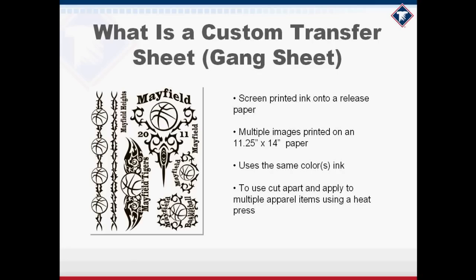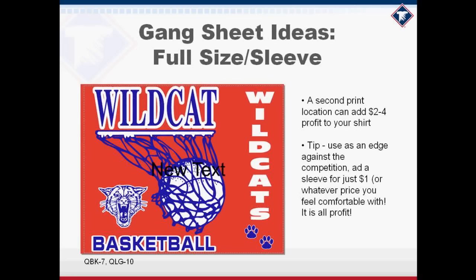So here's an example of a full-size gang sheet using full size and a sleeve. So we've got our full-size design, Wildcat basketball with our little Wildcat there. And then we've got a sleeve design off to the right-hand side, Wildcat with some paw prints. Now, here's what's important to remember as we're looking at all these gang sheets as we go through these today. You're not paying extra for these gang sheets.